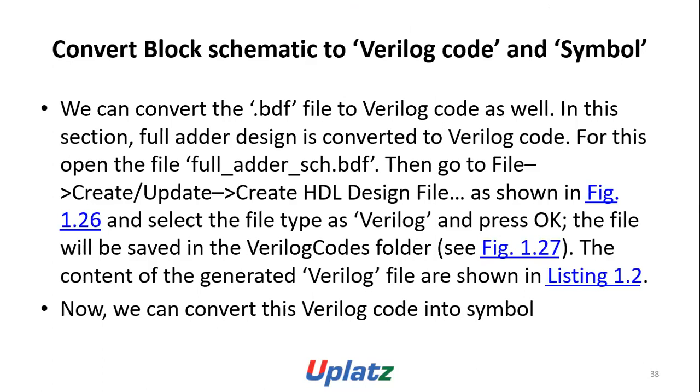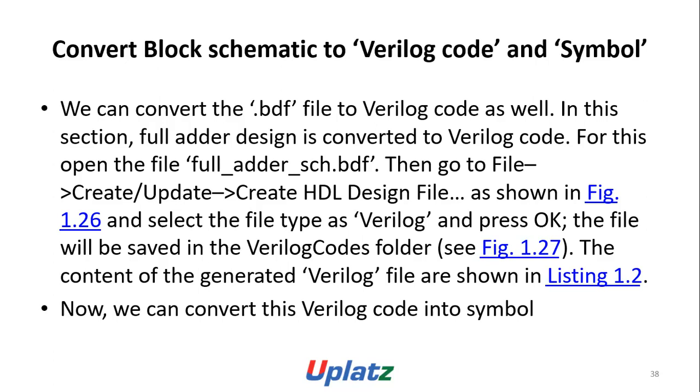Convert block schematic to Verilog code and symbol. We can convert the schematic file to Verilog code as well. In this section, the full adder design is converted to Verilog code. For this, open the full adder sch.bdf, then go to file, create, update, create HDL design file as shown in figure 1.26 and select the file type as Verilog and press OK. And the file will be saved in the Verilog code folder. See figure 1.27 and the content of the generated Verilog file are shown in listing 1.2.